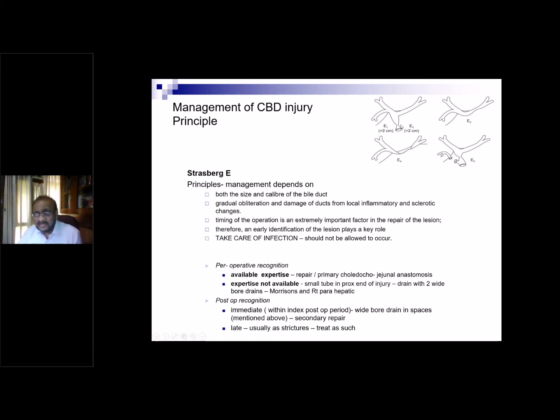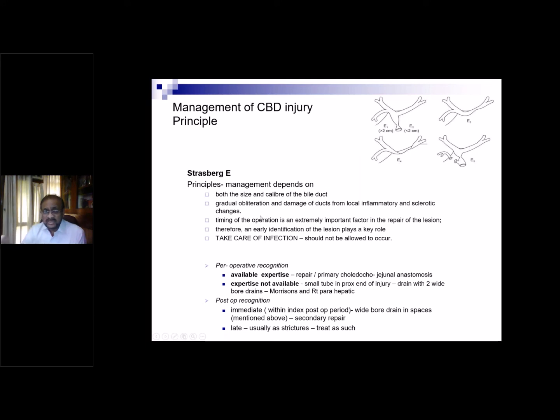Infection leads to inflammation and fibrosis. So suppose the infection occurs in this scenario. You had more than 2 centimeters, and ultimately when you decide to go ahead and say, yes, now the infection is over, I would do a repair. What do you find? You find a very small segment remaining behind. Why? Infection leads to fibrosis, right? So gradual obliteration and damage of ducts from local inflammatory and sclerotic change.